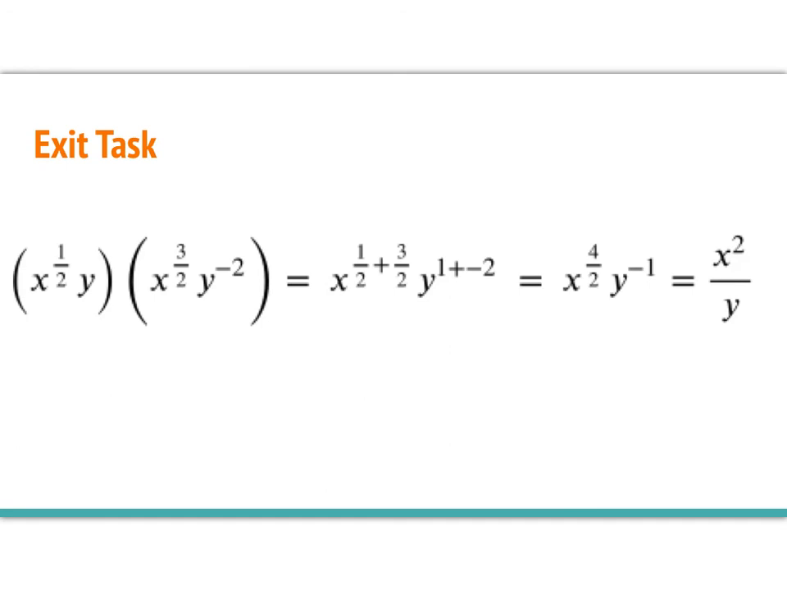What we end up with is x to the 1 over 2 times y times x to the 3 over 2, y to the negative 2. We add the exponents of both x and y. So we get 4 over 2 is the exponent for x, and 1 plus negative 2 brings us to negative 1 for y. 4 over 2 is x squared divided by y to get rid of our negative.